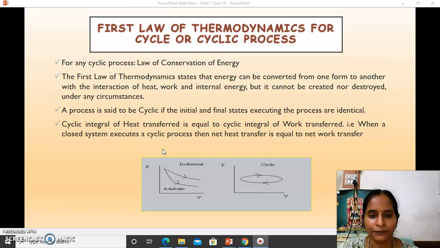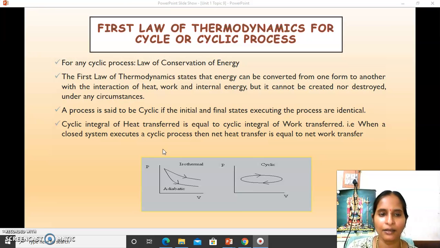For a cycle, it is so interesting that in your schooling, in lower classes itself, you have studied the law of conservation of energy. That is, energy can be converted from one form to another form, but it can neither be created nor destroyed under any circumstance. This you would have studied. What is the meaning of this? Whatever resources are available in the universe can be converted to some other form which is useful to us.